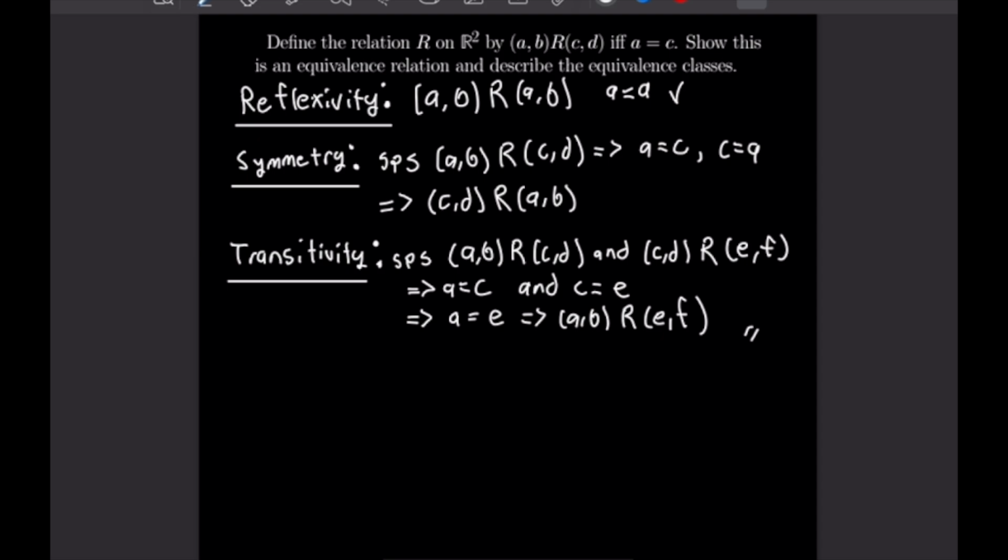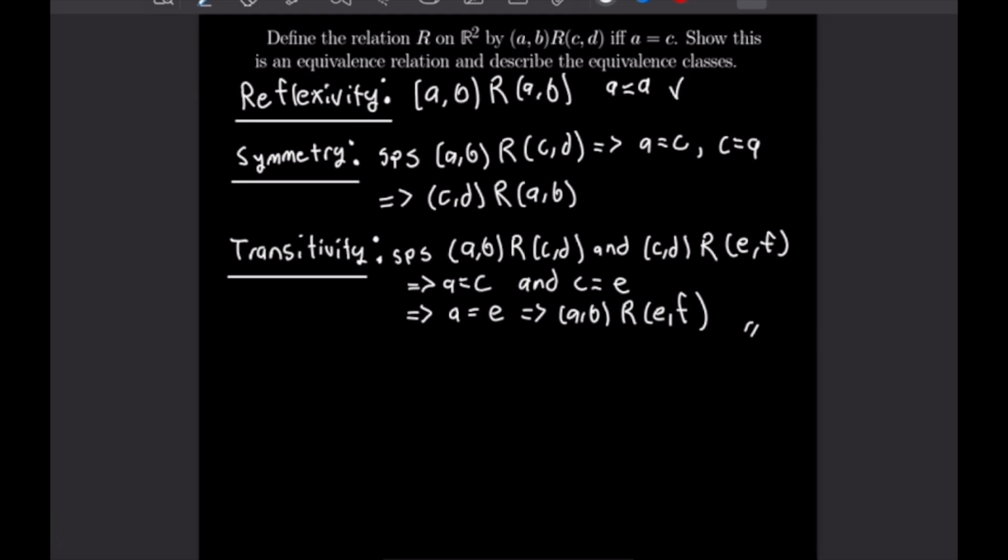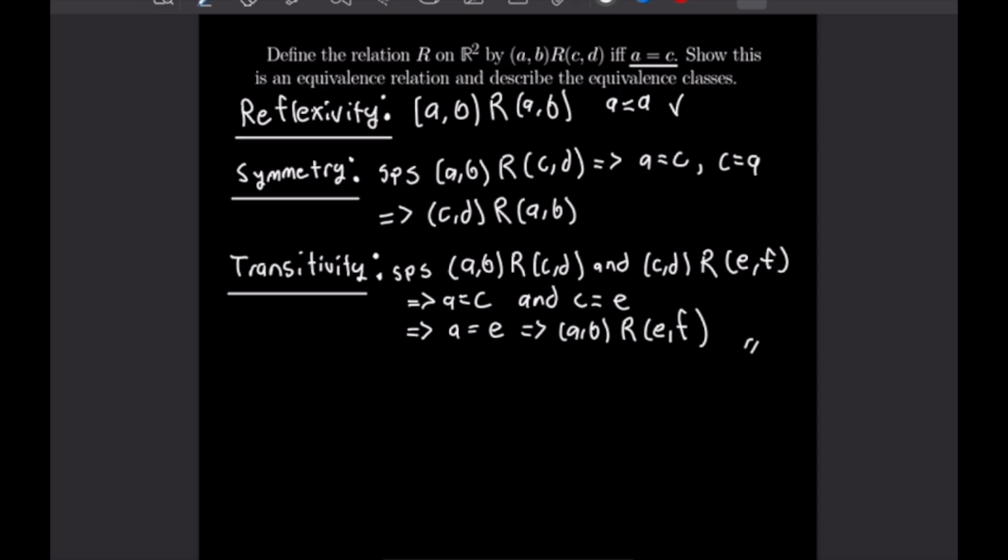So that finishes this proof off, that this is in fact an equivalence relation, and now we want to describe the equivalence classes. We want to notice that these are related in the following way, where we have a is equal to c. So we can describe our equivalence classes as a series of vertical lines sharing the same x value, where each equivalence class is a different line. Okay, so that finishes this example off. Let's go ahead and get into the next one.